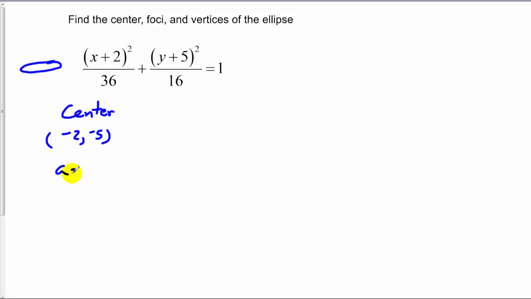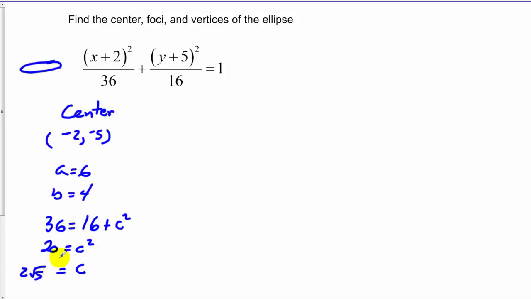My a term is equal to 6. My b term is equal to 4. And I know I have a relationship between a, b, and c of a squared, which is 36, is equal to b squared, 16, plus c squared, which is unknown. I can solve that. Bring the 16 over, I get 20. It's equal to c squared. And c is equal to 2 root 5. And with all this information, I should be able to find all the points I need.